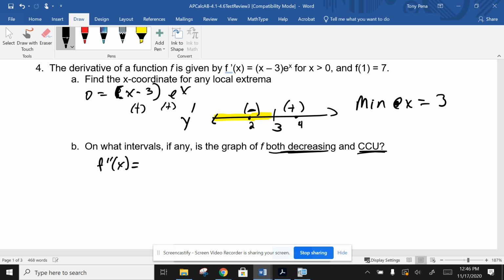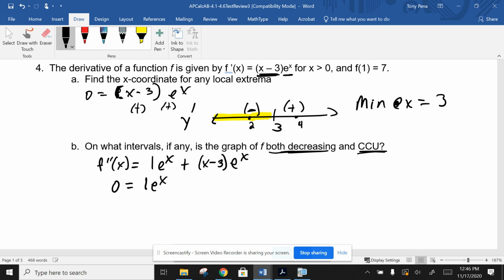Product rule again. So here's our x minus 3 e to the x. The derivative of x minus 3 is a 1. Leave the e to the x. Plus leave the x minus 3 alone. And then the derivative of e to the x is itself. Set that equal to 0.